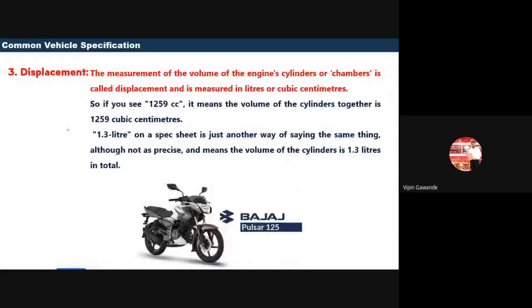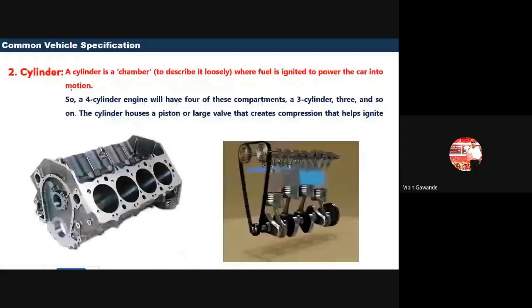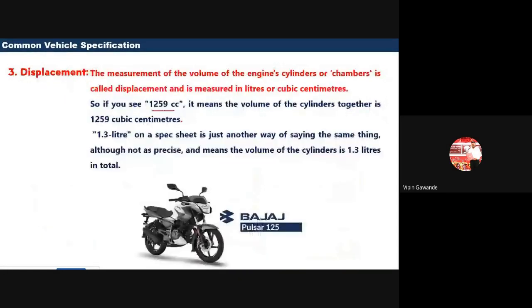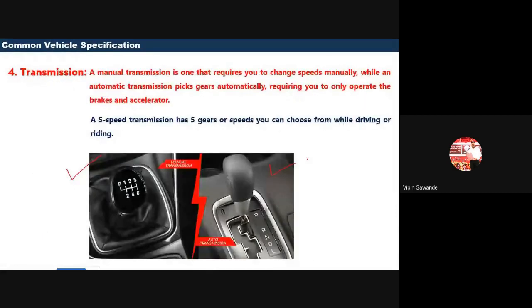Displacement means it is the volume of the cylinder. It is given in terms of cc. Number of cylinders: more number of cylinders means more power generated by the engine. Transmission may be in the form of manual or automatic. So two types of transmissions are available, and that is mentioned on the specification chart.